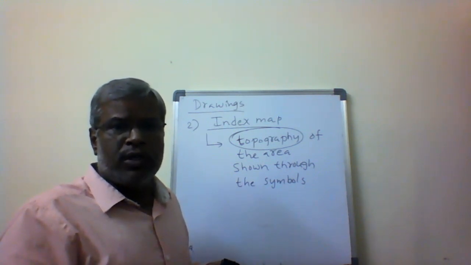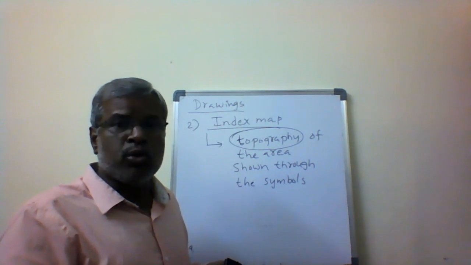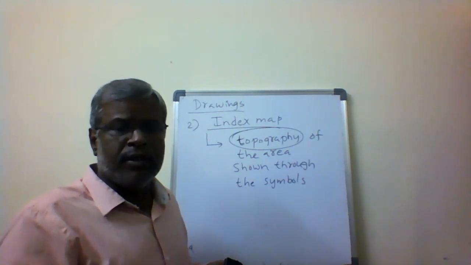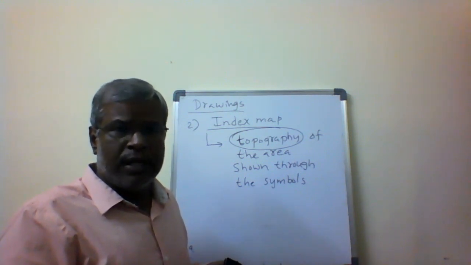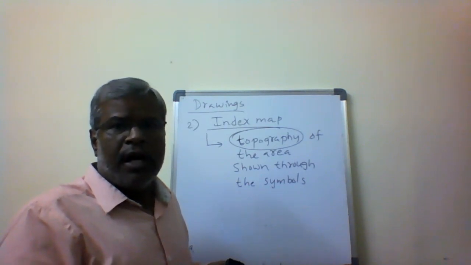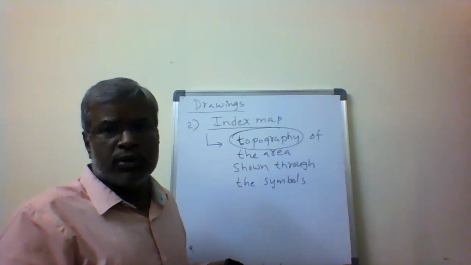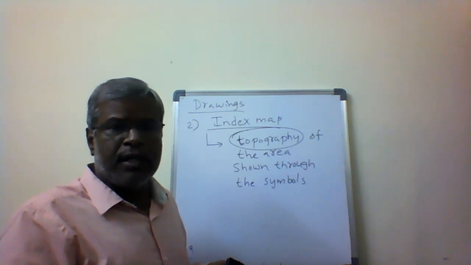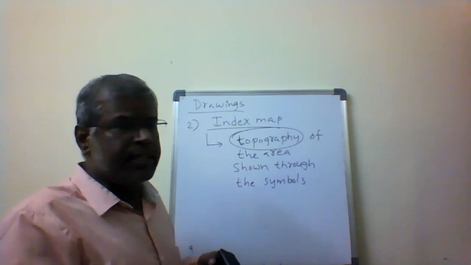So what you are given is a map called an index map. The index map shows the topography of the area through symbols. You can understand from where the rivers are to where the lake is, where the built-up area will be, where the barren lands will be, and how the terrain will be, which we understand from the contours. So the terrain is either plain terrain, hilly terrain, or mountain terrain. All sorts of information we are able to get is called an index map.